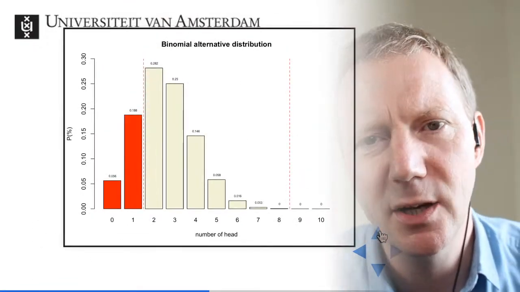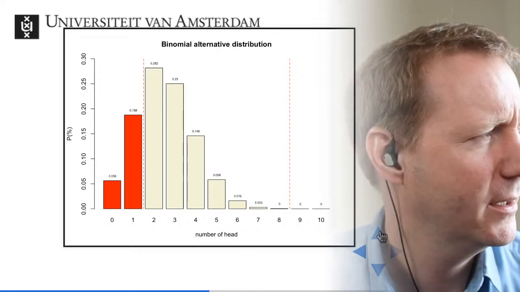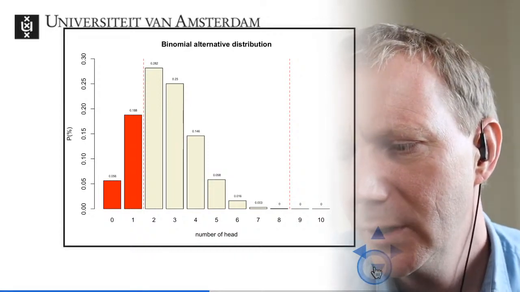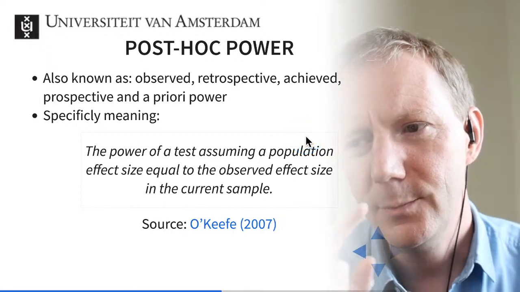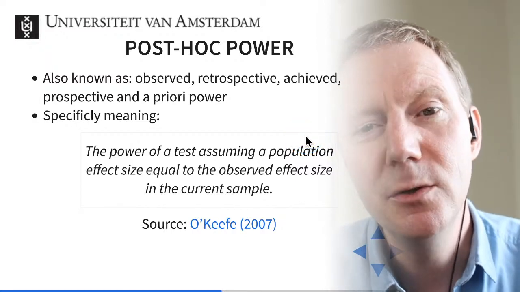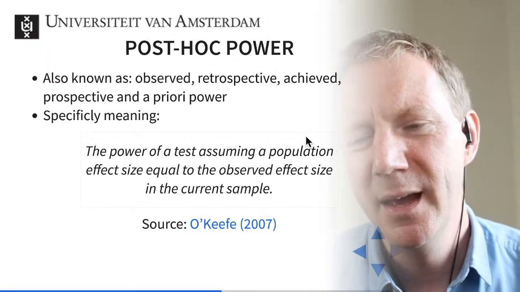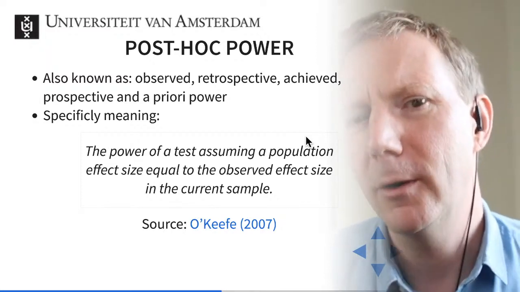Now we have, of course, a problem, because I'm assuming this alternative distribution, right? And that's actually quite arbitrary. It could be any value. So if you do an analysis in SPSS, then SPSS gives you power and gives you an indication of effect size. And that actually is not the power.